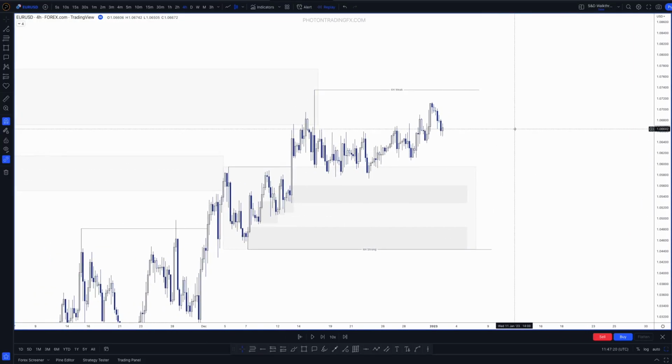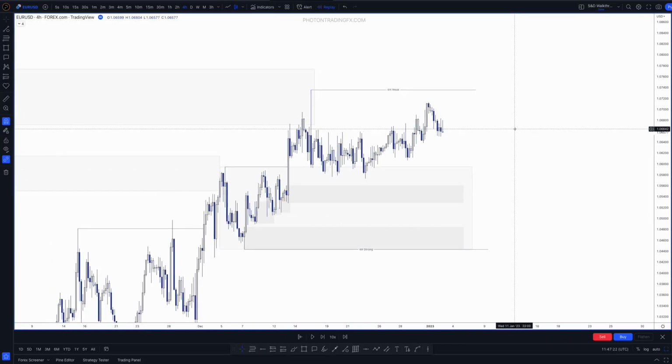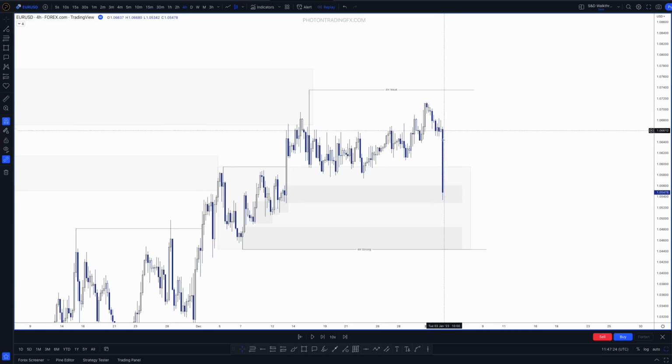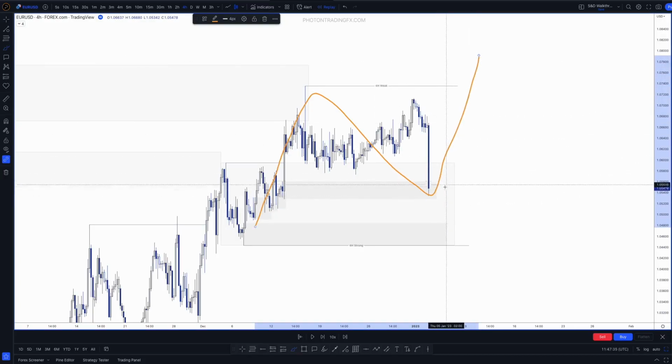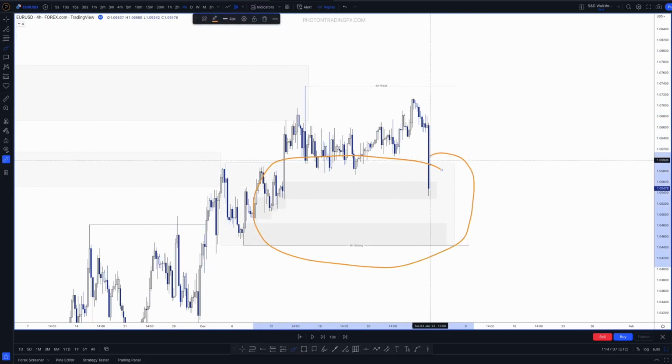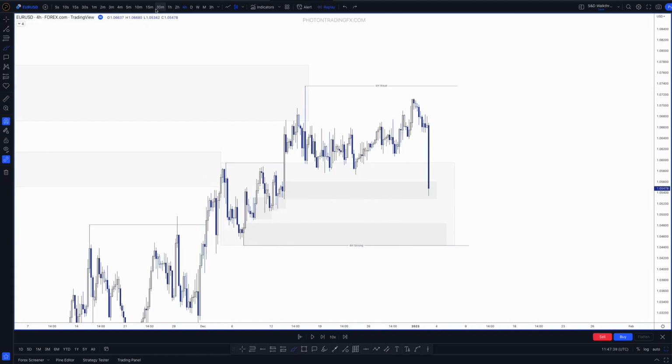So let's play this forward a little bit and see what goes on. Okay, so we've impulsed down and we've come into our 4-hour demand zone. So this is where we can now look to see, will the 4-hour swing trend continue? Are we going to form that 4-hour higher low? And are we going to continue to the upside? We obviously know we're within that daily demand as well. So, let's drop down to the lower time frame.